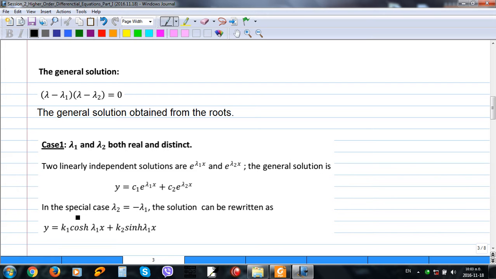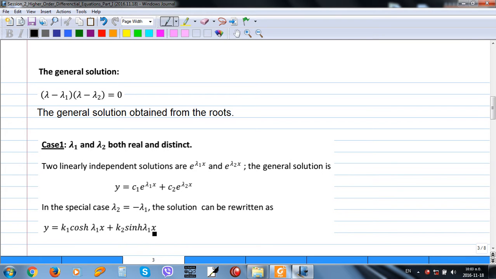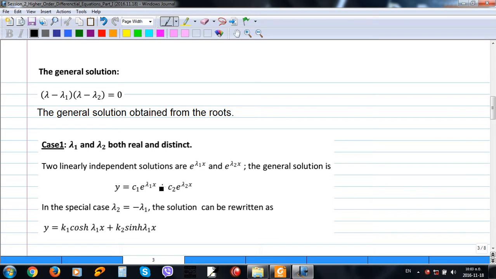There is another special case. If lambda 2 equals minus lambda 1, then we can write the solution this way: y equals k1 cos lambda x plus k2 times sin lambda 1x. So this is a special case. The general form is y equals c1 times e to the power lambda 1x plus c2 times e to the power lambda 2x, where c1 and c2 are arbitrary constants. If initial conditions are given, we can determine the values of c1 and c2, then we can write the answer.